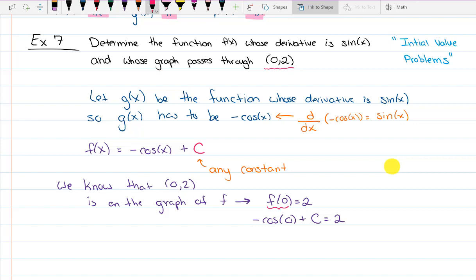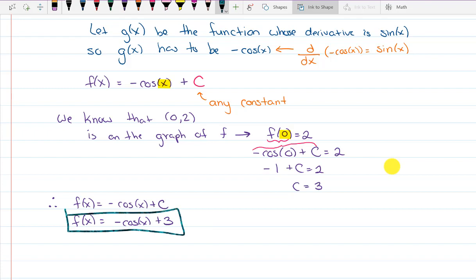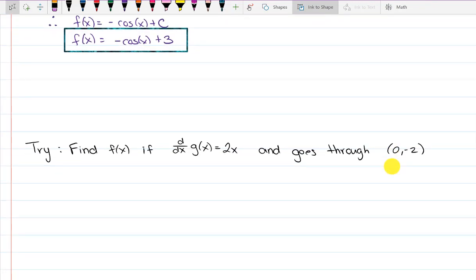Again, I'm taking this 0 and I'm plugging it in right here. So from here we get negative 1 plus c is equal to 2, so c is equal to 3. And from that we get our conclusion, which is f of x is equal to negative cosine of x plus c, so f of x is equal to negative cosine of x plus 3. And there we go, there's our answer. So this is something called an initial value problem, which, as a heads up, the AP test loves to put on. So right now what I want you to do is I want you to try this one. Try to find f of x if the derivative of g of x equals 2x.